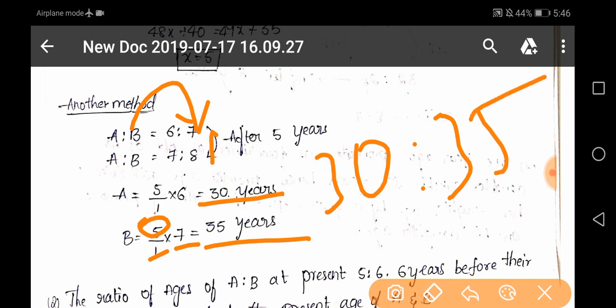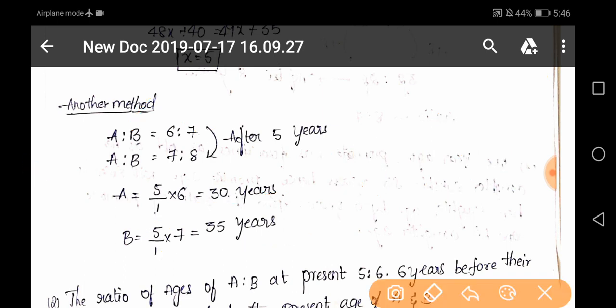This takes fewer minutes, and it is very easy if you know it well. Again, what they have given, the number of years after or before, will be on the top. The difference of the ratios will be in the denominator, and the present ratio of A or B, whichever we have to find out, will be in the multiplication. That's all. This is how we solve the problems.